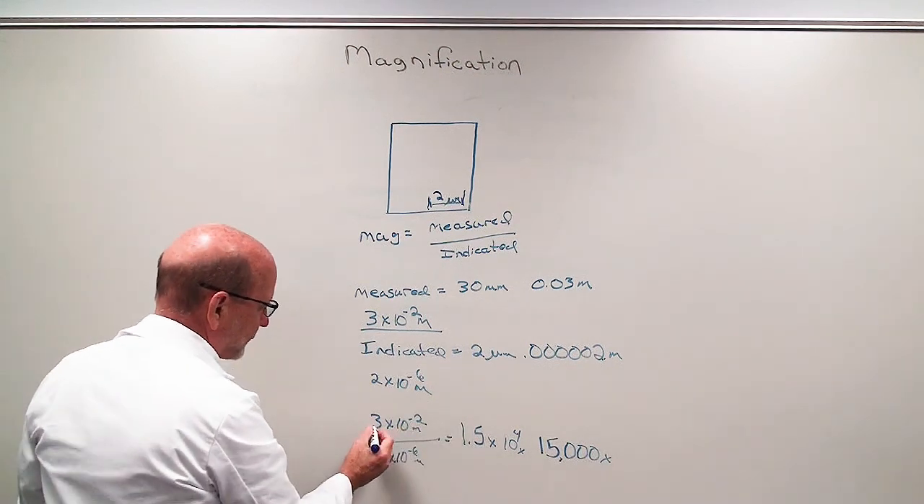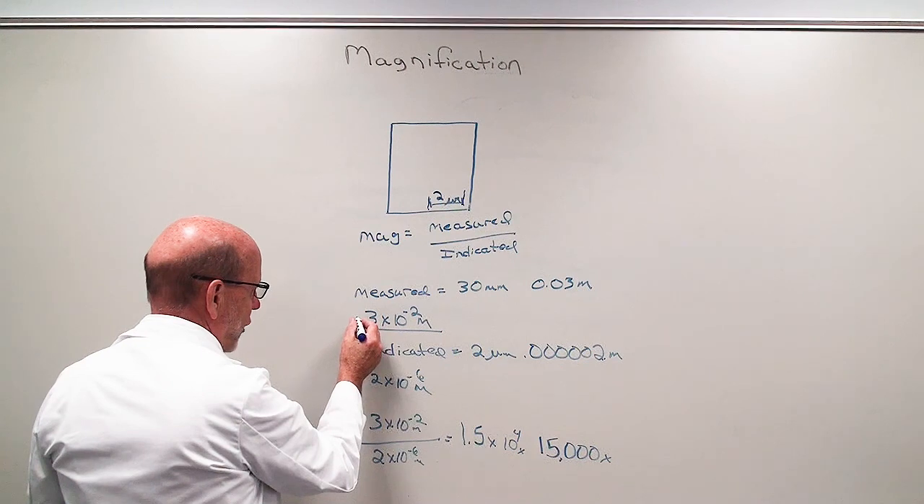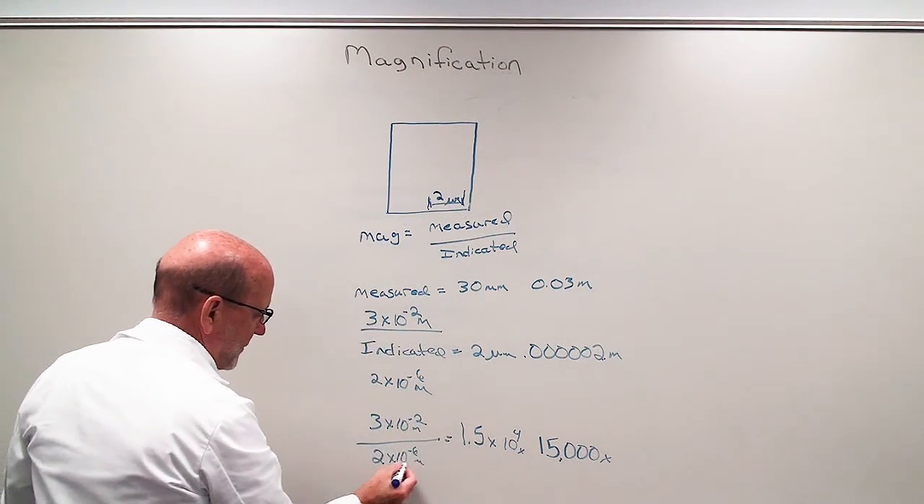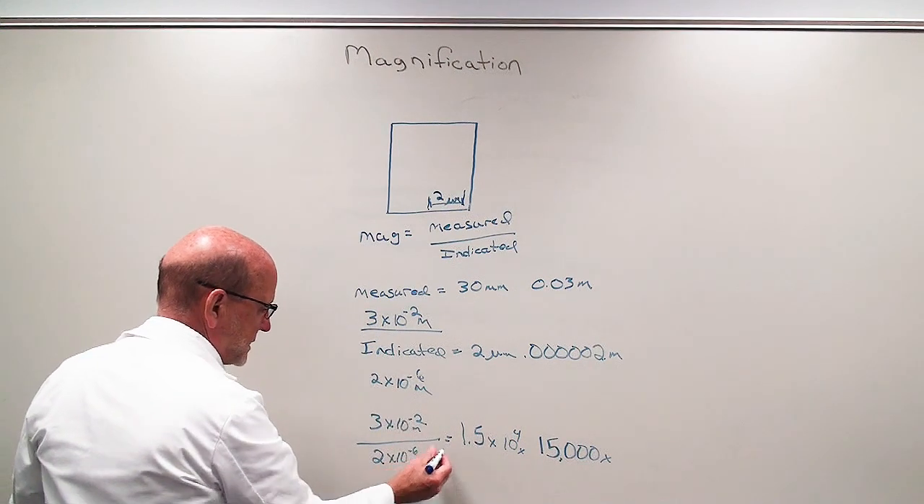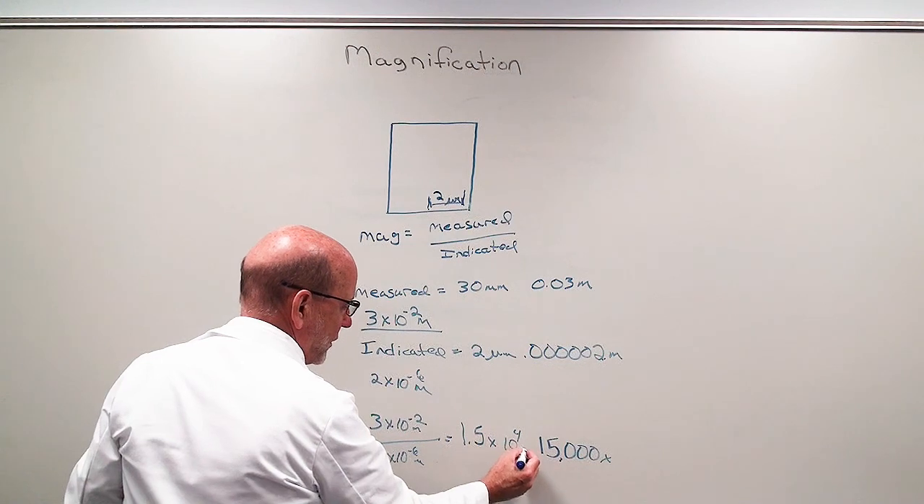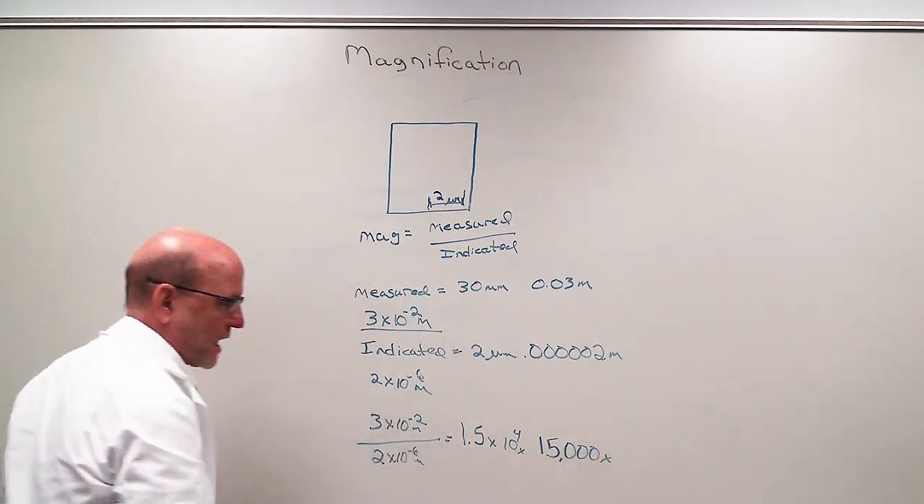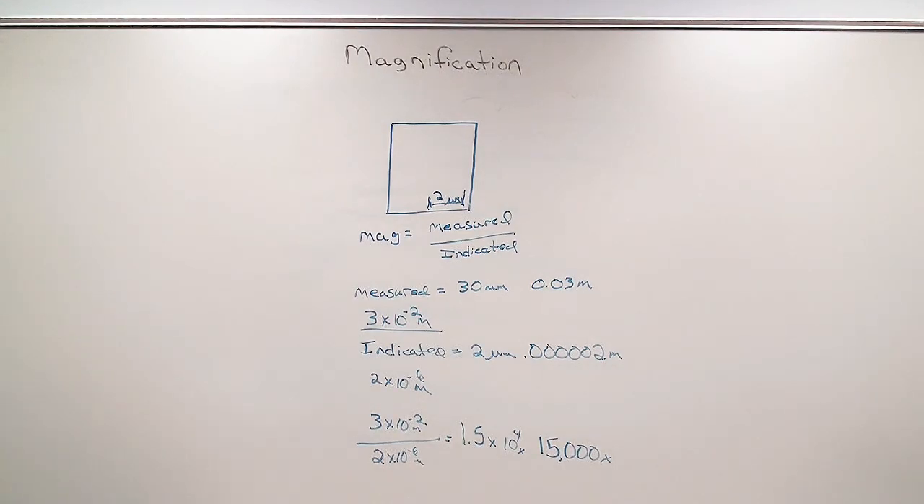In order to do this, I take the measured distance, the 30 millimeters, divided by the indicated, which is 2 times 10 to the minus 6. If I divide 3 times 10 to the minus 2 by 2 times 10 to the minus 6, I end up with 1.5 times 10 to the 4, and that's 15,000 times magnification. Thank you very much.